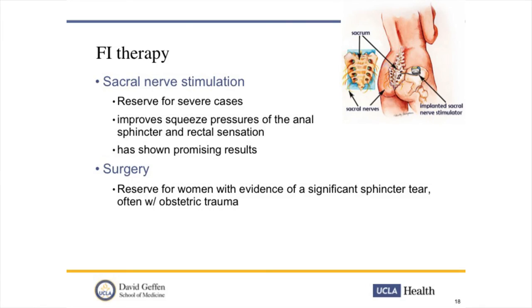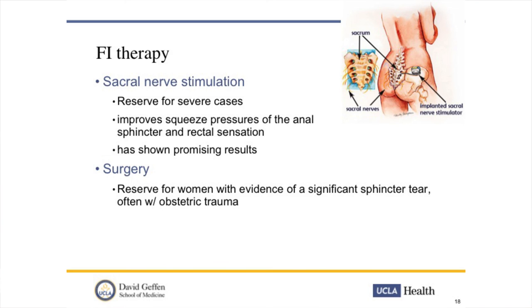Additional things that could be tried are sacral nerve stimulation. Again, we reserve these for severe cases. They do improve squeeze pressure of the anal sphincter and rectal sensation. They do show promising results. It's basically a low amplitude electrical current that you apply to the sacral nerve, or S3, via electrode in the sacral foramen. And what they do have is a temporary external neurostimulator, so you know which patients respond well before implanting the more permanent device.